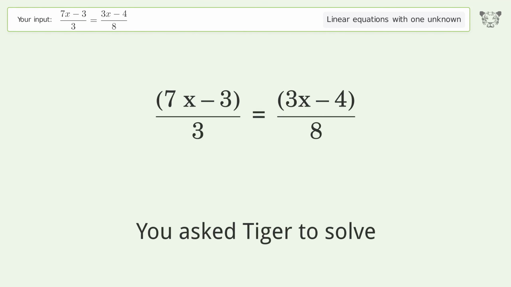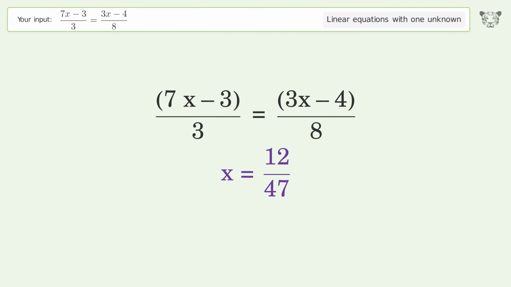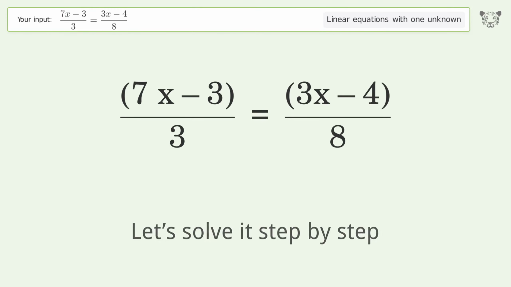You ask Tiger to solve. This deals with linear equations with one unknown. The final result is x equals 12/47. Let's solve it step by step.